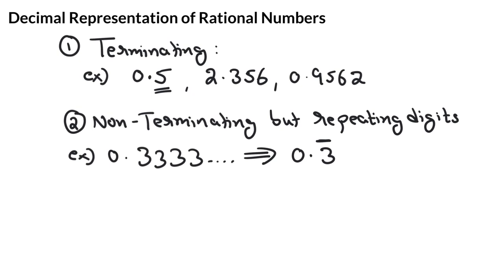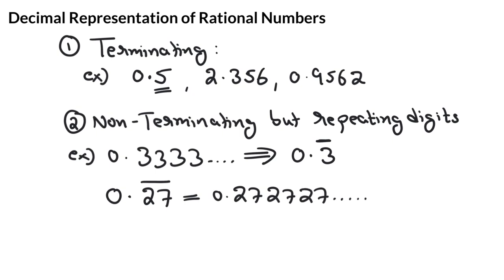Okay, what about this? 0.27 bar. Is this a rational number? Yes. Why? Because it is non-terminating but repeating. This is nothing but 0.27, 27, 27 and so on. So do you understand? Once again, in detail, we have it in video lesson number 2. Please share and also review that lesson.